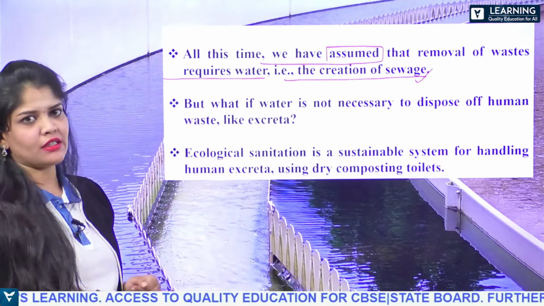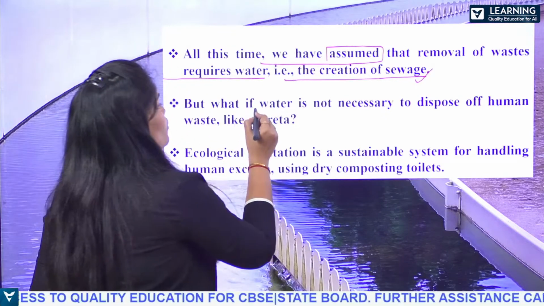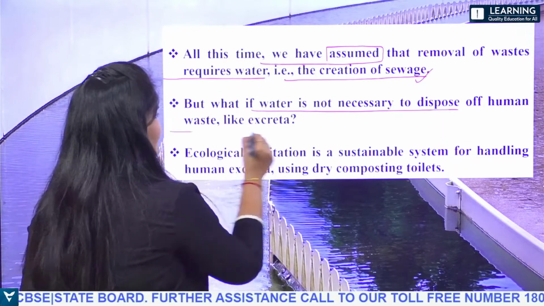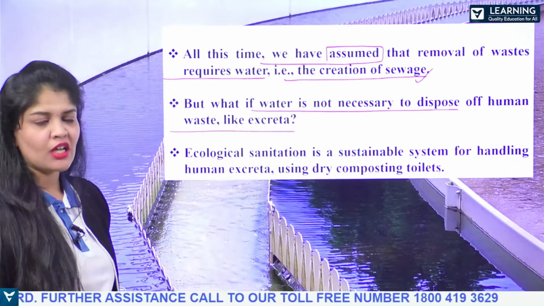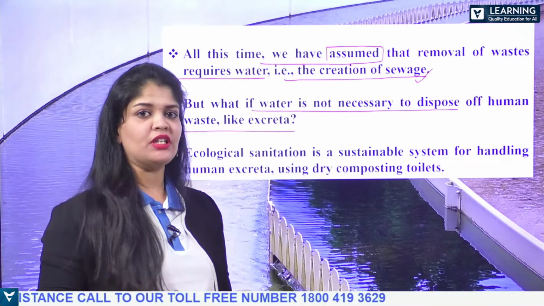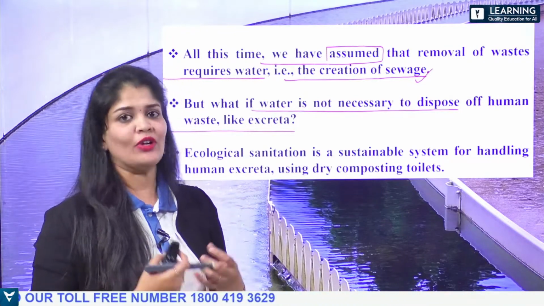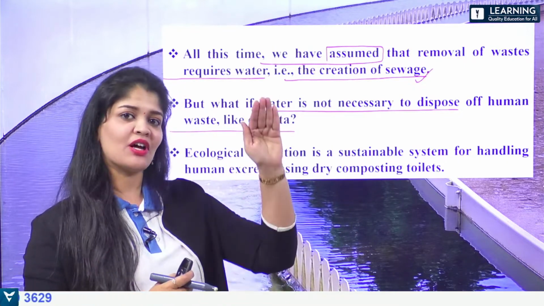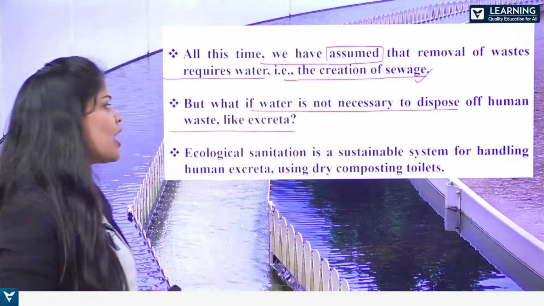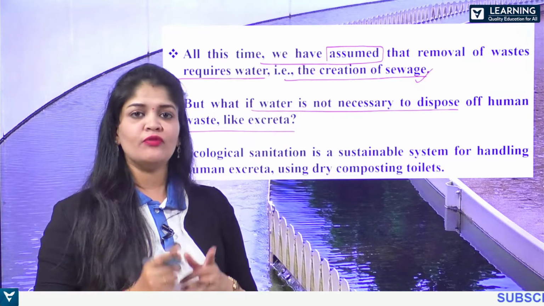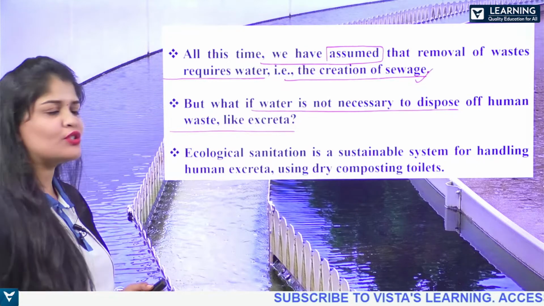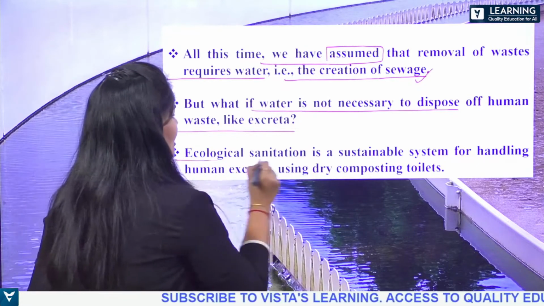Now, but what if water is not necessary to dispose of human waste like excreta? We know that most of the water is used while flushing, while using toilets. What other alternatives can we use to reduce the usage of water, and also effectively clean up this human waste? Let's take a look at it. The solution for this is the usage of eco-san.